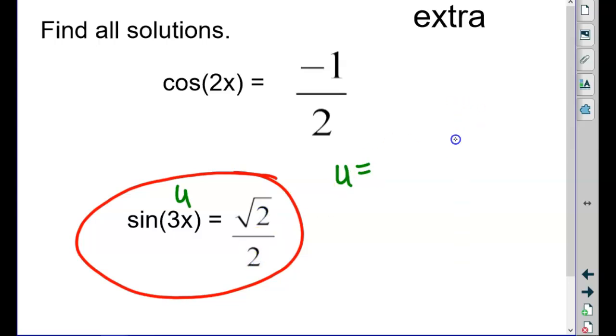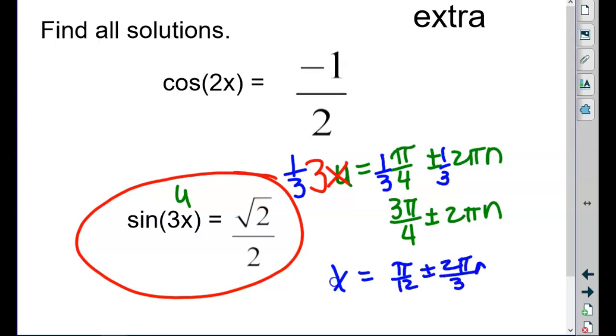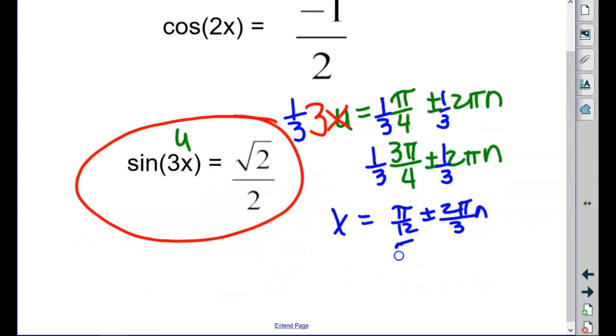The sine is square root of 2 over 2 at pi over 4. And it is also at 3 pi over 4. The sine is positive square root of 2 over 2, yes? Okay. But U is really what? No. U is really 3x. Okay? So now I have to do what? Take a third of everything. 1/3, 1/3. So it will say x equals pi over 12 plus or minus 2 pi over 3n. And this one, when I take 1/3 of 3 pi over 4, what's 3/12 though? Okay? So there's another example of a U substitution.